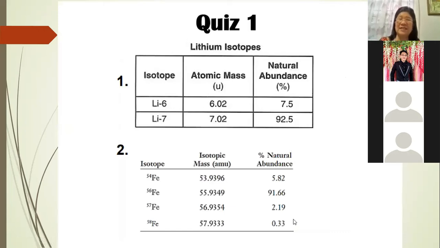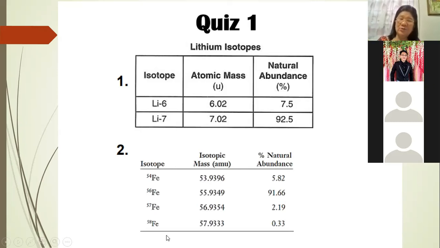So, for instance, this is a quiz. It's lithium. This will be your assignment, lithium isotopes. How are you going to get the average weight of lithium? Of course, get the atomic mass, then multiply it with the abundance, plus the other one. Here in lithium, there are only two: lithium 6 and lithium 7.